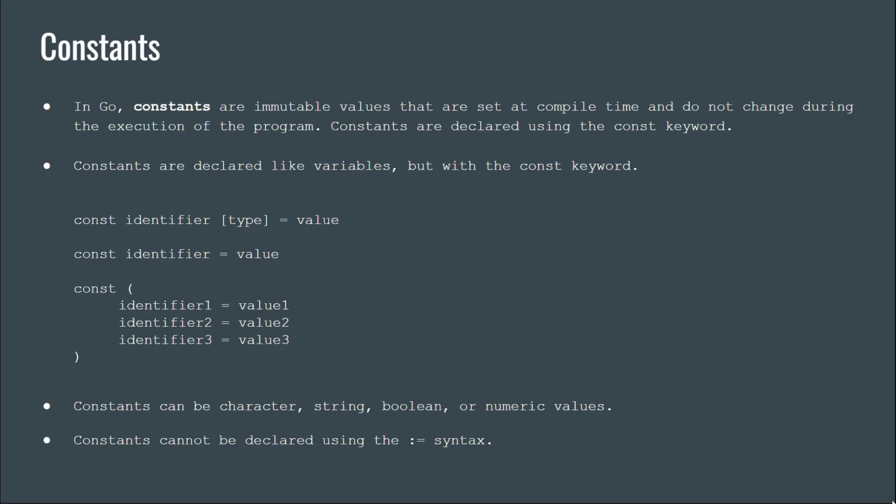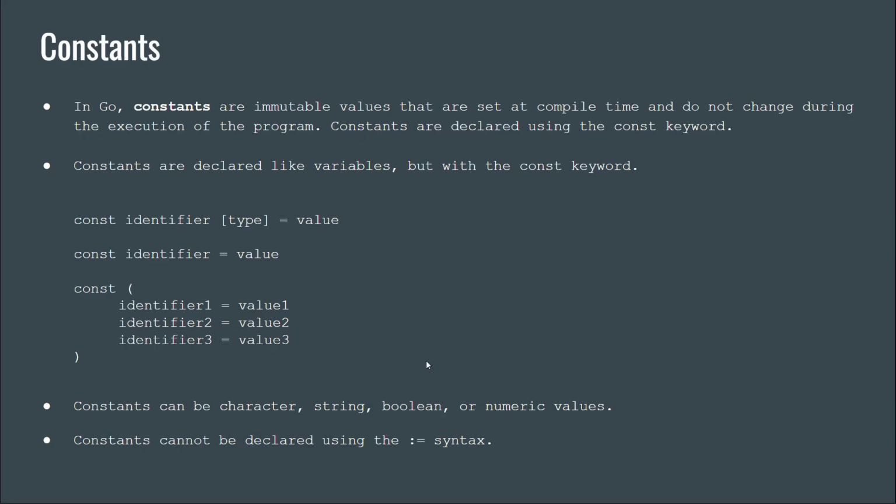Here I have mentioned three types of const declaration. First we have const declaration with type, then we have const declaration without type. If we want to declare multiple constants at the same time, we can use this factored block.